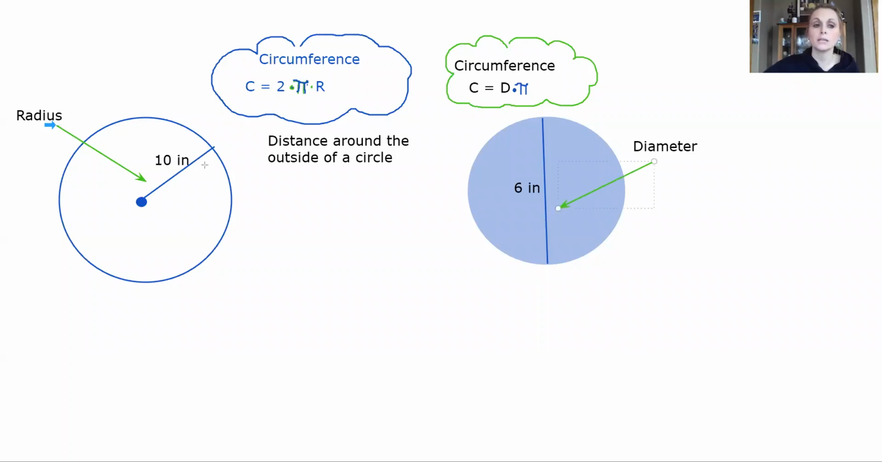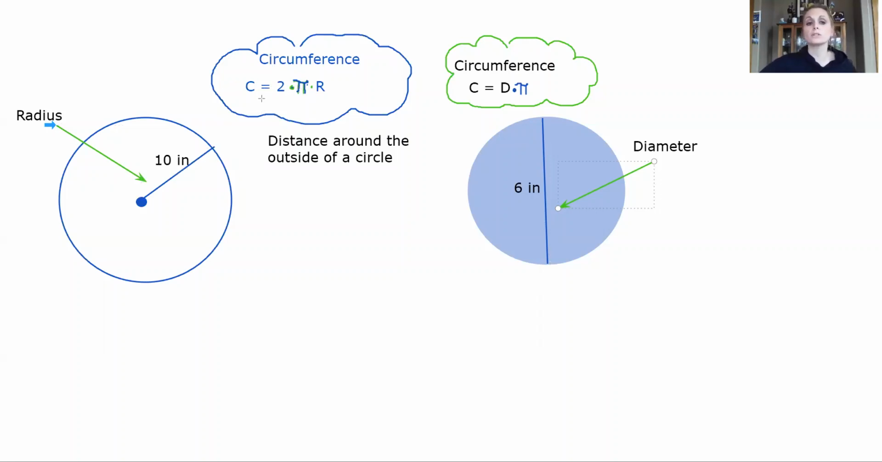Remember, the radius is half the length of the diameter, or from the middle to the outside, and the diameter goes from one side of the circle all the way to the other. Once we can determine what we have, we can look at the two different formulas.